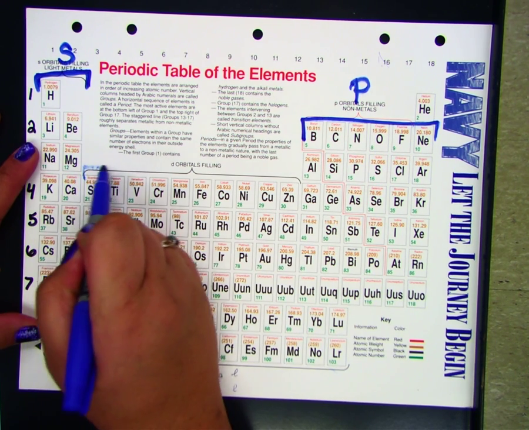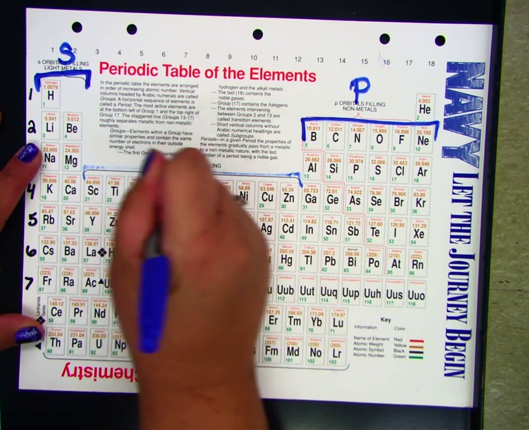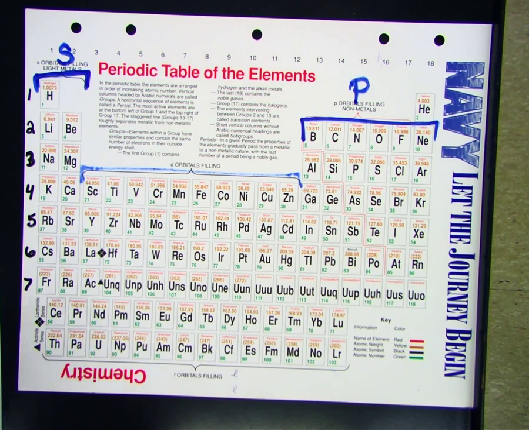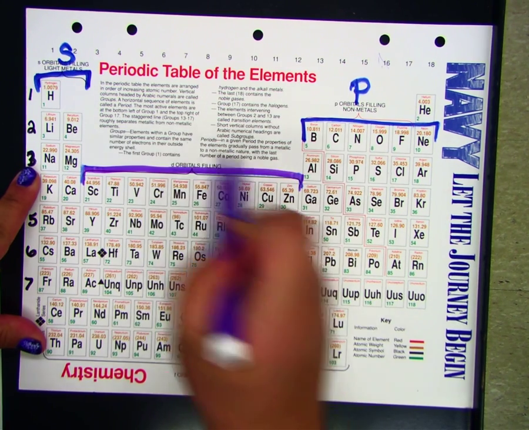10. Right here. My pen's dying on me. Here's another pen.